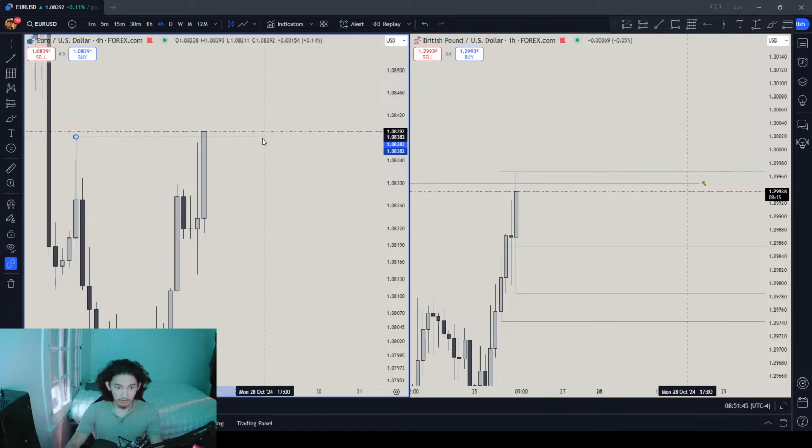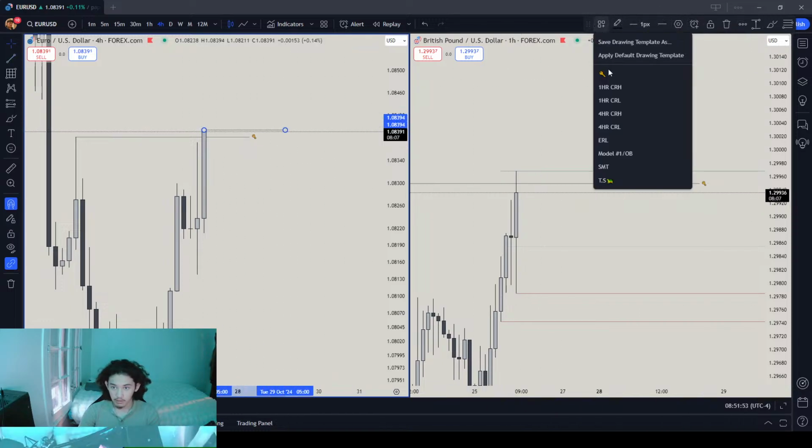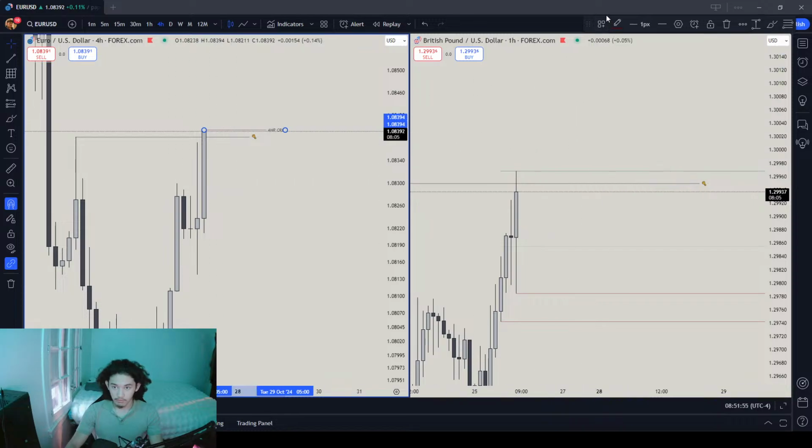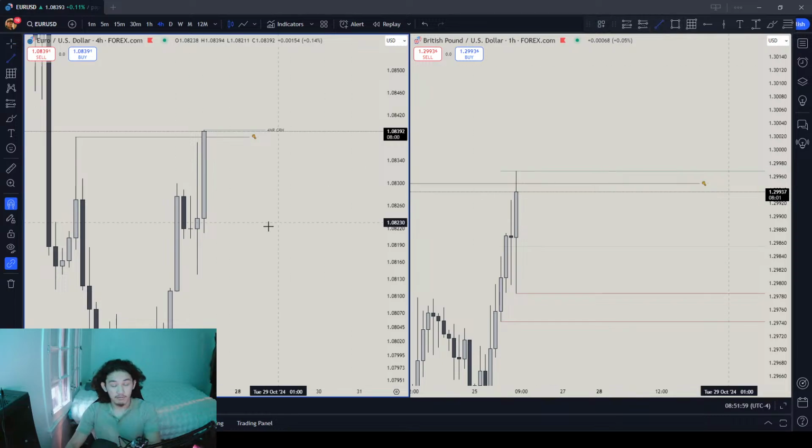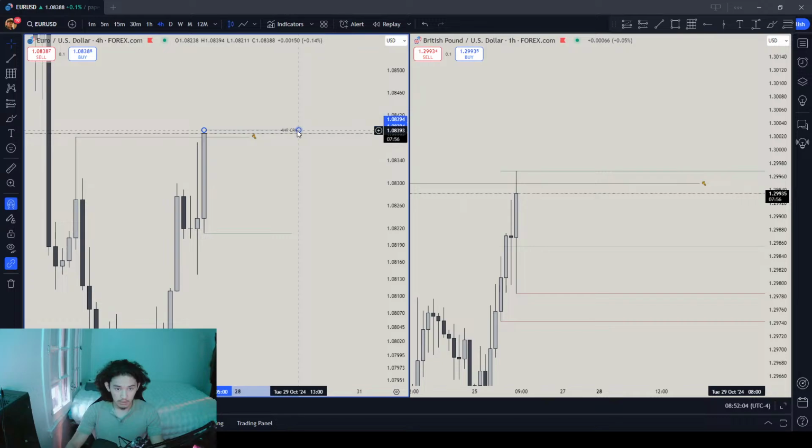We got both of them at key level. Okay, very nice key level as well right over here. 4-hour CRT high right over there. 4-hour CRT low right over here. Let me push a little bit more.